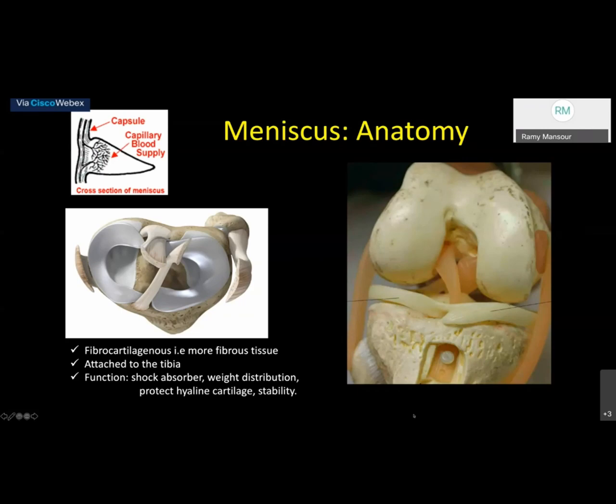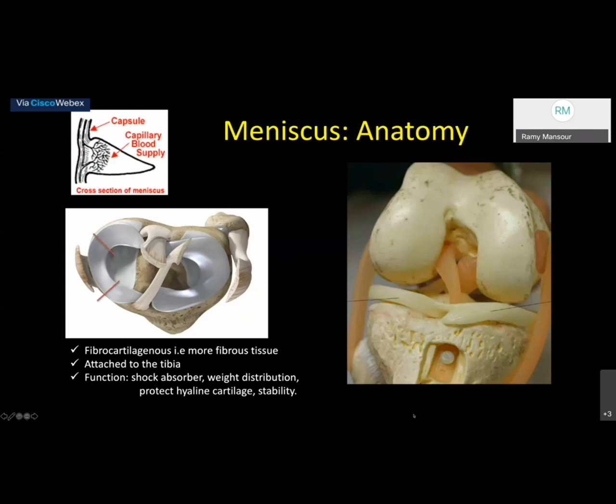The menisci are fibrocartilaginous structures that attach to the tibia and accommodate the femur. The menisci have more fibrous tissue and less water content compared to cartilage. The function of the menisci includes weight distribution, particularly of the femur over the tibia. It also protects and reduces the wear of the hyaline cartilage of the knee. It converts the tibial surface into a shallow socket and acts like a shock absorber.